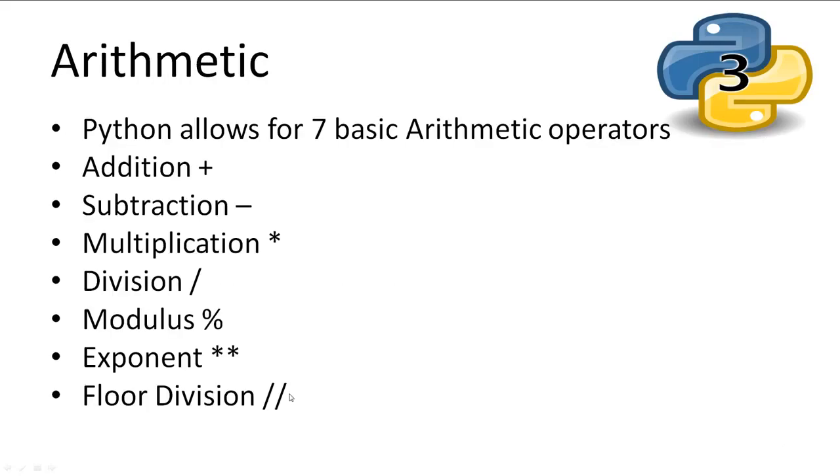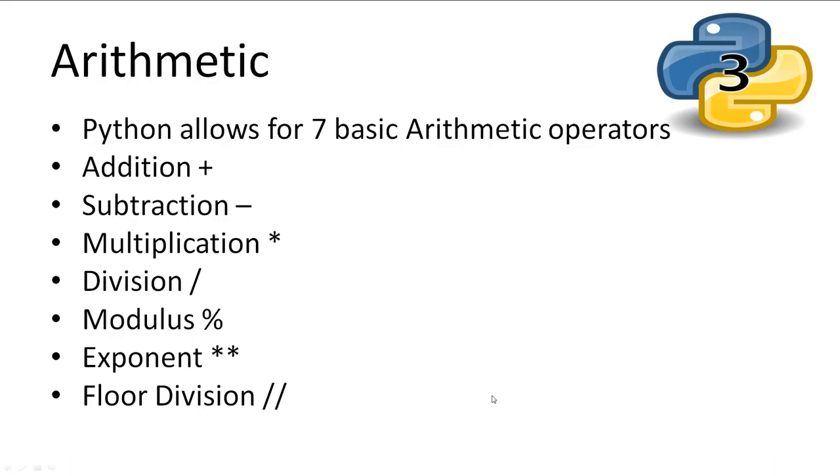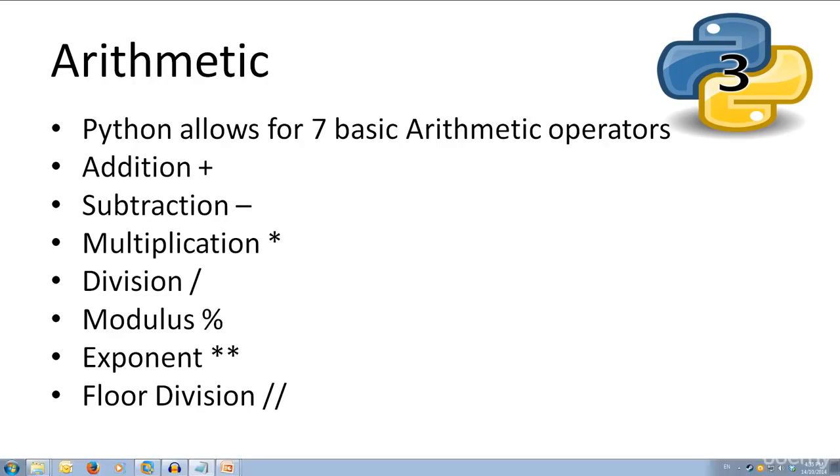Python allows for 7 basic arithmetic operators: addition, subtraction, multiplication, division, modulus, exponent, and floor division. Modulus is dividing and taking the remainder, exponent is to the power of, and floor division is dividing and rounding down. Okay, so let's have a look at some of these operators.